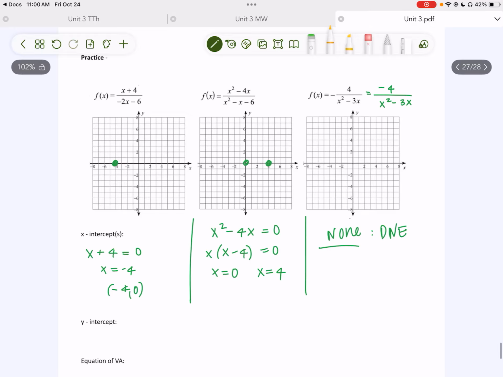Let's look at the y-intercept. The y-intercept is going to be -2/3 here. It's going to be 0 here, which makes sense, right? Because this was a 0. And this one will also be none. Oops.